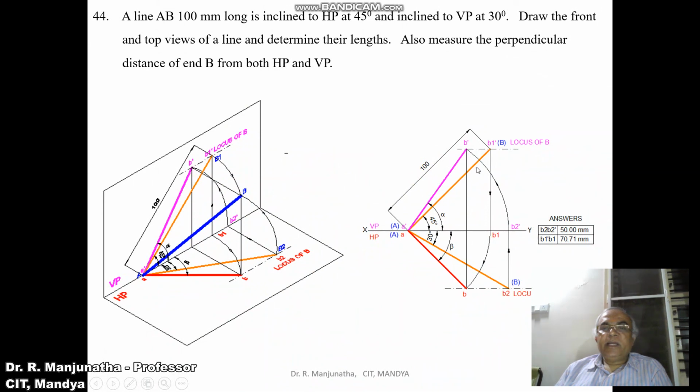Then join A dash B1 dash a little bit darker than the XY line, and A and B2 a little bit thicker than the XY line. Then draw a dash dot line through B2 as center, and through B1 dash as center draw a dash dot line, and name these as the locus of B.